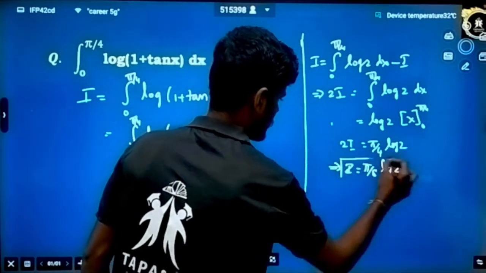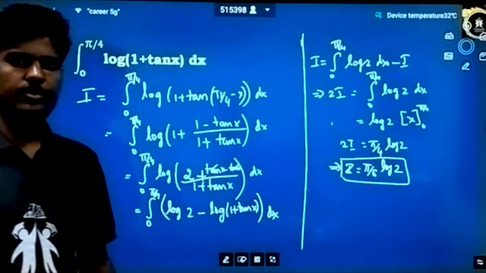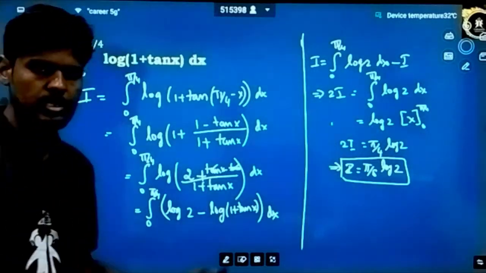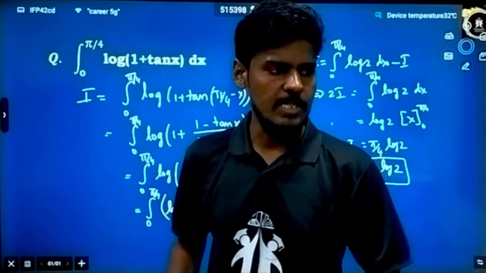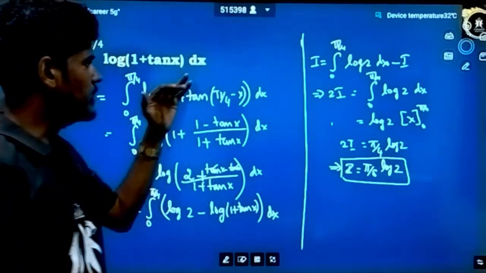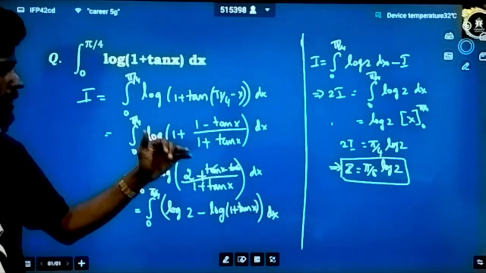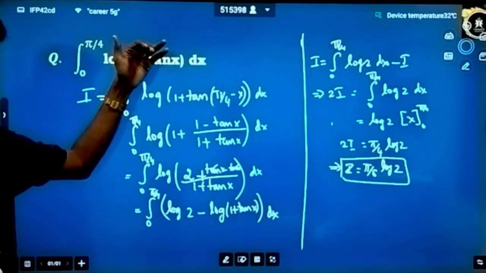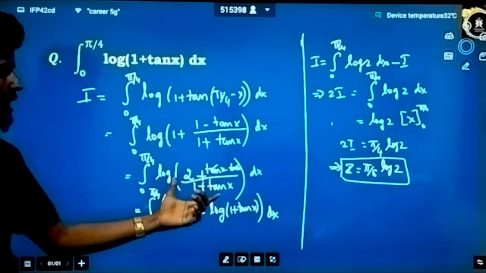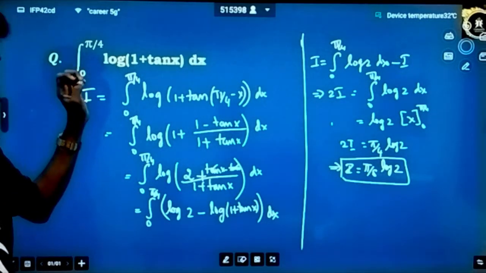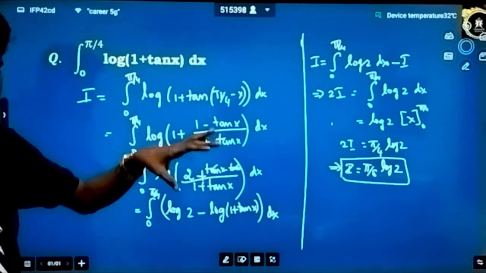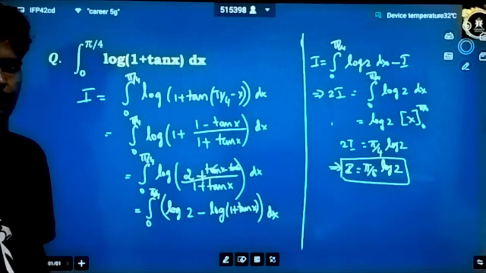This is a very, very important question, students. You can surely expect one question based on this property, as well as you can expect the same question in your board exam. So you should remember this property. Use the application of this by using the virtue of this property. We will solve this question by just using f of a minus x is equal to integral 0 to a f of x dx. So we will solve this.